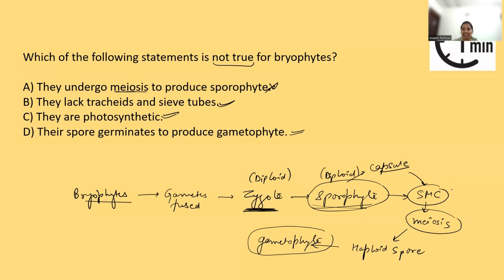Now, the spore mother cells which are present in the capsule of the sporophyte will also be diploid. And when meiosis occurs, they will produce haploid spores because meiosis is a reductional division. Now these haploid spores will germinate to produce the gametophyte. This is also correct. So statement 1 is not true with respect to the question. So this is the correct option, statement A.